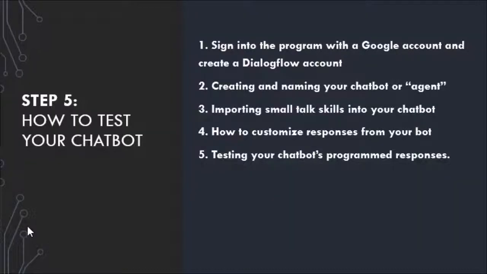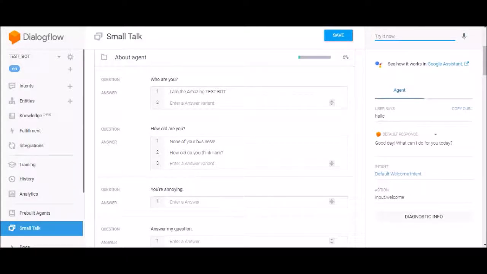Step 5. How to test your chatbot. Now we will test your bot to see if our customization worked. The right side of the page is the testing window. You'll notice next to the blue Save button, you see the words Try It Now. Click on this and type in one of the customized questions.